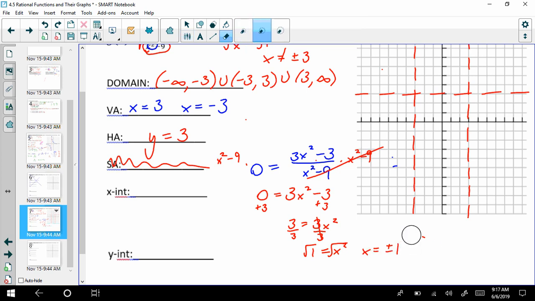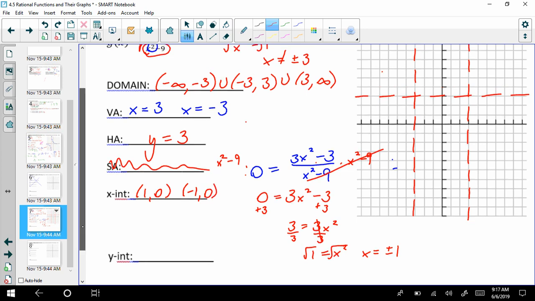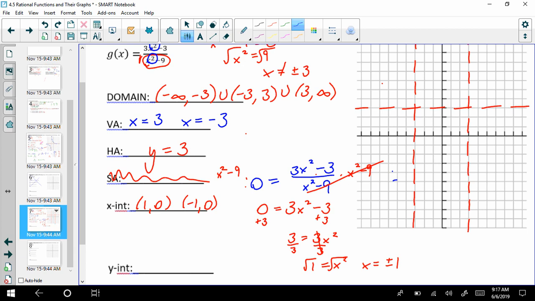And be careful, make sure you have plus minus. So what does that mean? Well, it means I have 2 x-intercepts. I'm going to touch the x-axis at 1, and I'm going to touch the x-axis at -1. Let's plot those points. So 1 and -1.